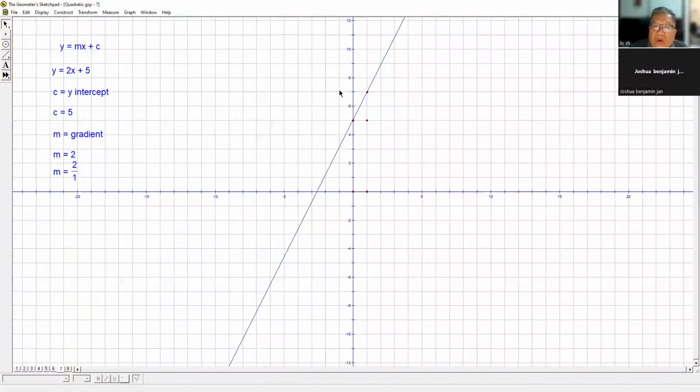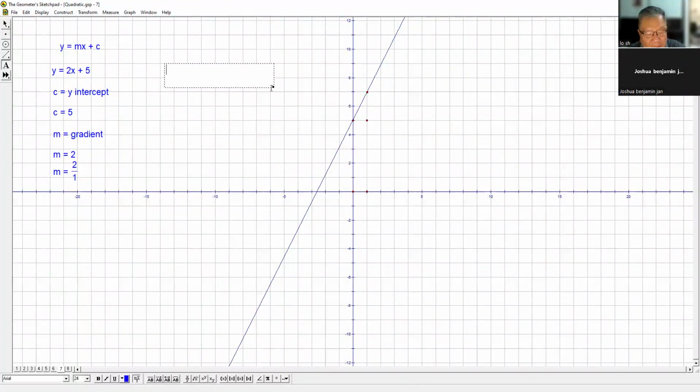So you want to make sure the negative gradient, you move to the left hand side. If positive gradient, you move to the right hand side. Okay or not? Can you follow so far? Okay. Now I have another line here.